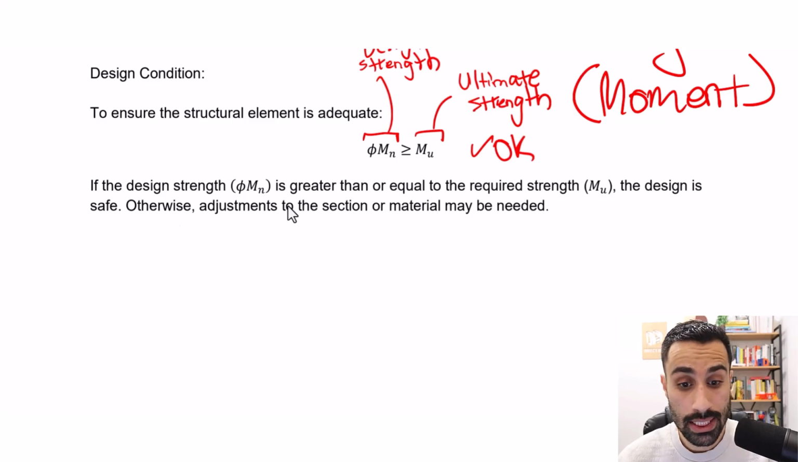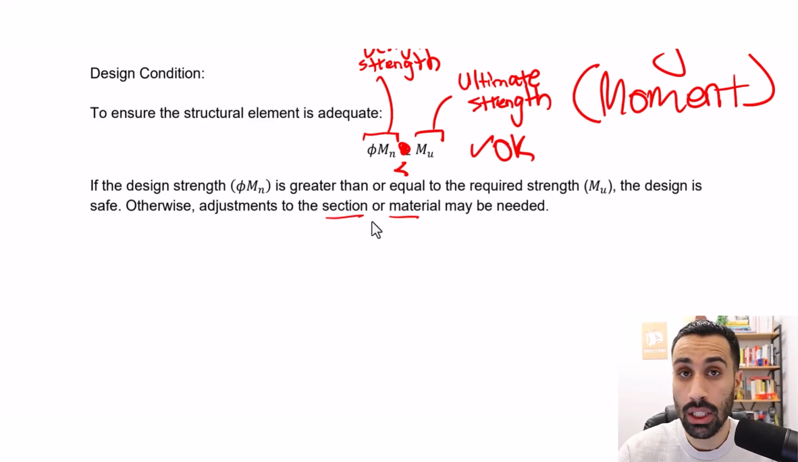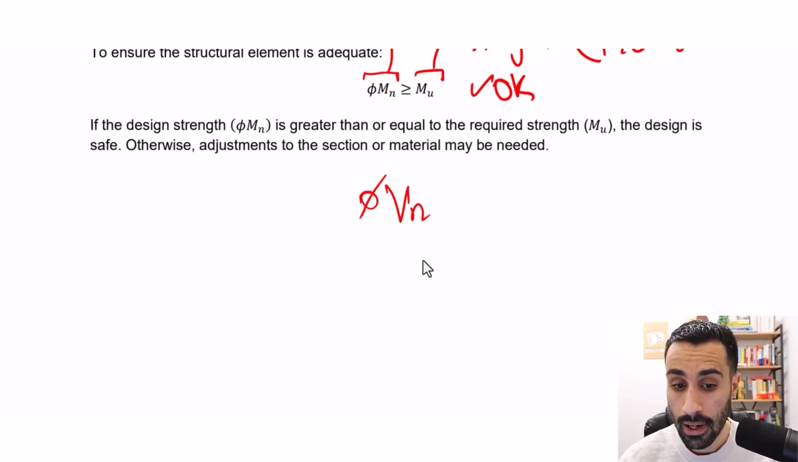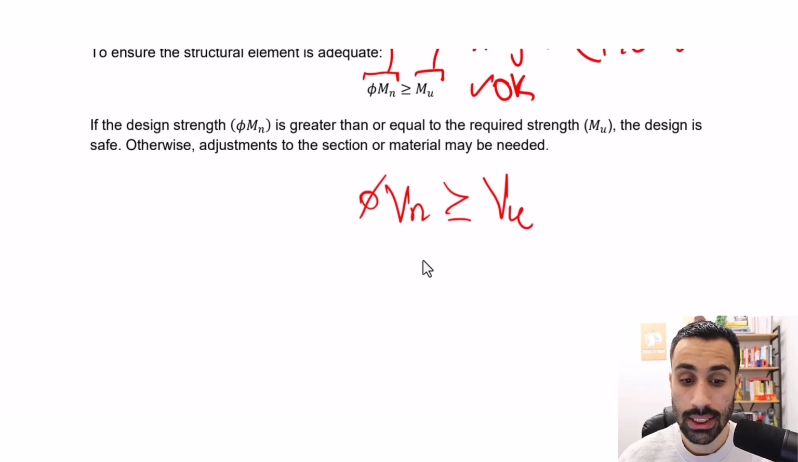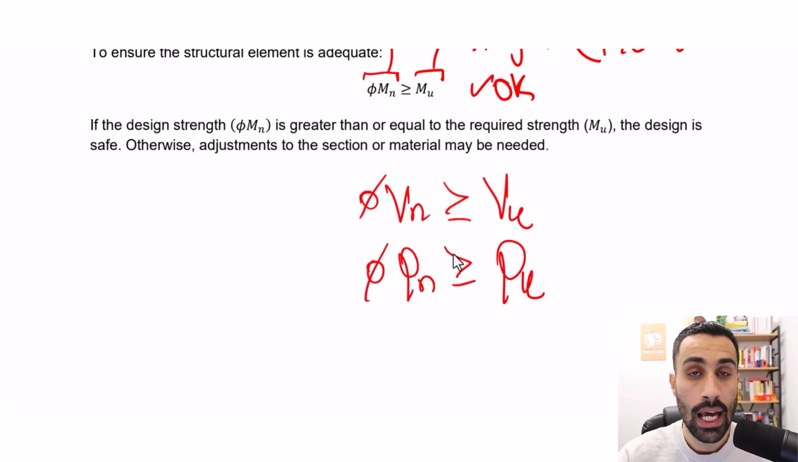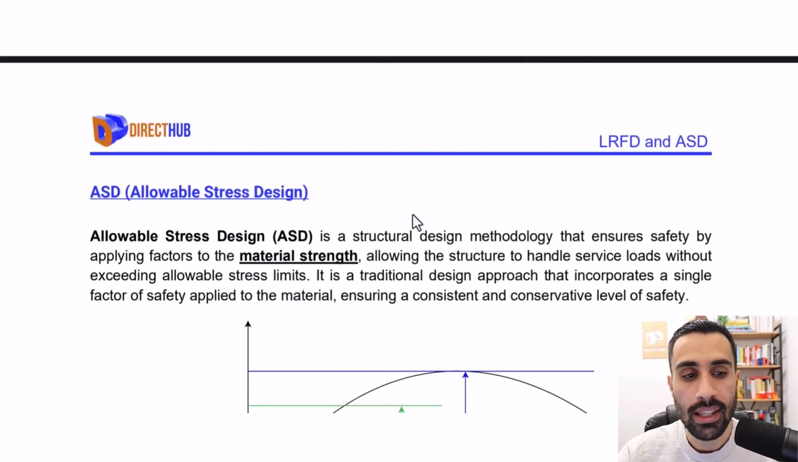Otherwise, if it wasn't, let's say Mu here was bigger than phi Mn, we know we need to make adjustments to the section or material if needed. So we may need to select a different section if that's not satisfied. Look at our tables, let's say W shapes, and select the section that makes this true. This must always be satisfied, and it must always be satisfied for shear as well. Here, the shear would be this, and it must be satisfied for compression as well in that case. So that is LRFD.